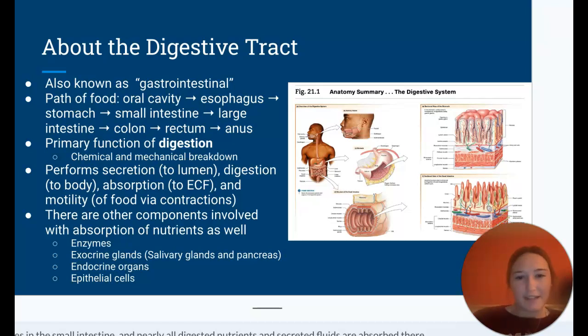Some other components that are used during the digestive tract are enzymes, exocrine glands, endocrine organs, and epithelial cells. Epithelial cells secrete saliva, and goblet cells secrete mucus, and that helps in breaking down food chemically. We'll talk about exocrine and endocrine organs.